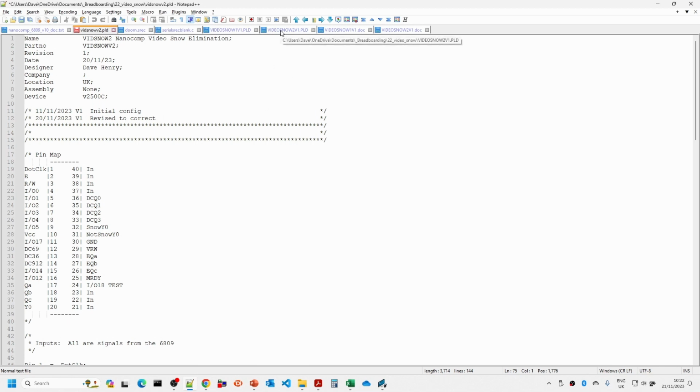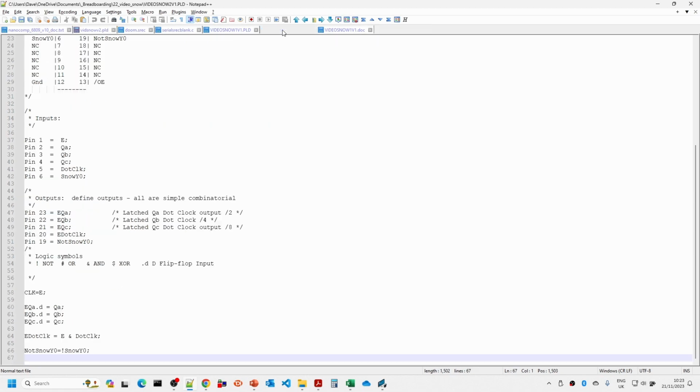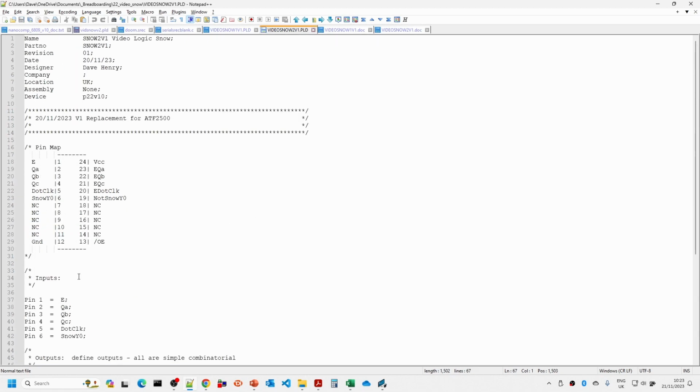So the way this has been split down, because we've got to have a clock based on the dot clock gated by E and another one with a clock based on just the E signal, what I've done is broken this down into two chips. Number 2 is actually a little bit simpler, so we'll cover that one first.